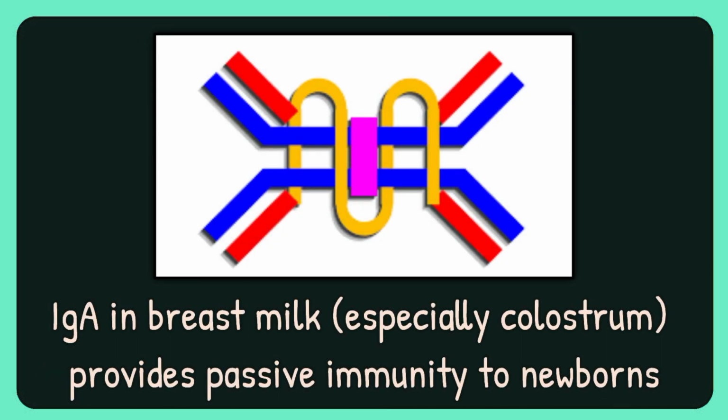IgA in breast milk, especially in colostrum, provides passive immunity to newborns, helping protect their mucosal surfaces during early life.